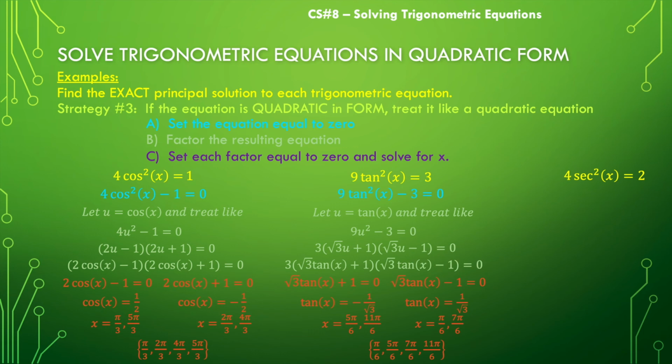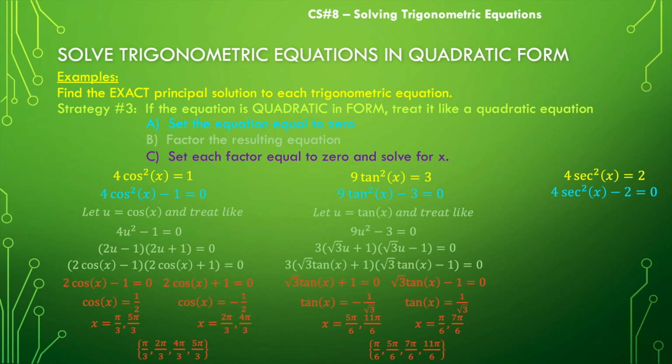All right, the next one is similar to what we've done before, except we have secant. And so we're going to use a reciprocal a little bit later. Let's go ahead and do what we've done before by setting this equation equal to 0 and substituting out the trig function. So u will be secant squared. So if we say that u is secant squared, then we would have 4u squared minus 2.